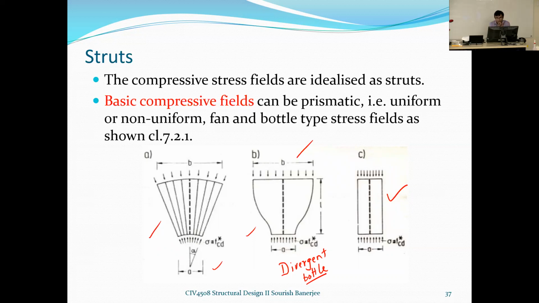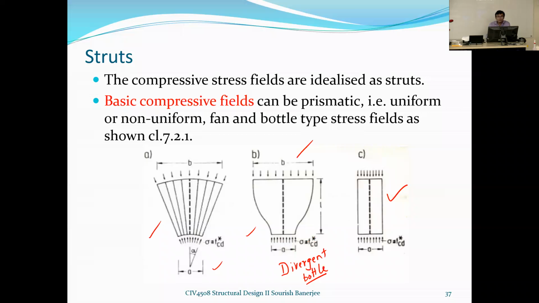So what happens when it suddenly expands is that you have a larger area to carry the same load. As a result, there will be some cracks, and there you can have bursting forces acting. We'll come into that when we look at the bursting or splitting failure. But at this point, think of it this way: a divergent compressive stress field is a problem and can cause bursting or splitting type failure. But in reality, many times you can have this divergent stress field, so you have to deal with it rather than assuming that it is prismatic. Now these figures are there in the standard as well.